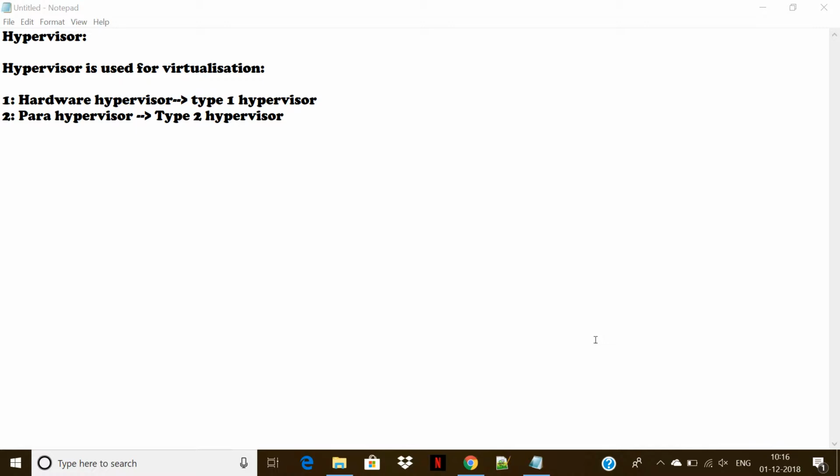In cloud, we use both hardware and para virtual machines. By default, the architecture demands a hardware hypervisor. AWS has not got its own hypervisor. It has outsourced it from a different organization.